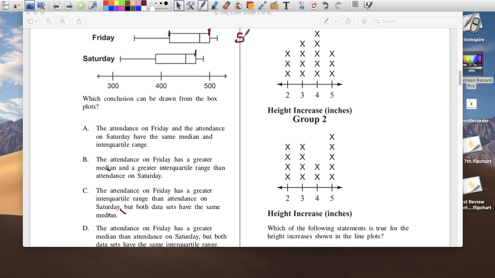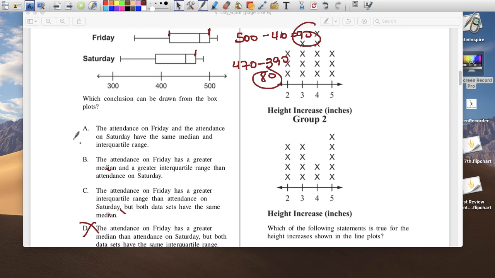That's about 500. It is 500. Minus about 410. That should give me about 90. This one is about 470, minus, and this is about 390. And that's about 80, right? But both sets have the same interquartile range. And a greater, so maybe I'll go back to B.